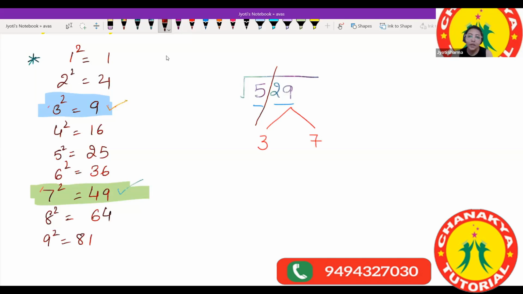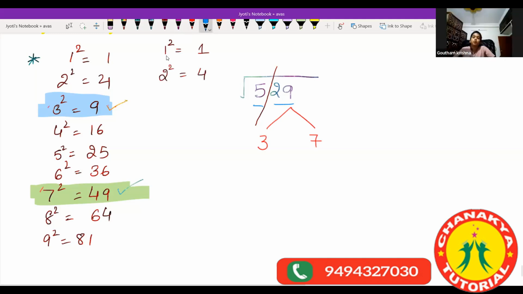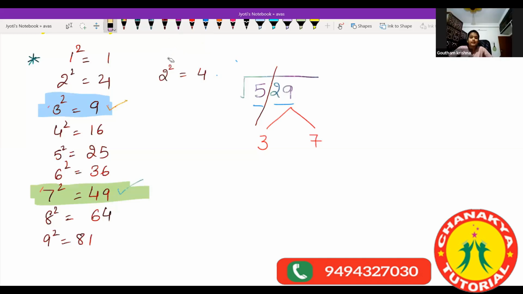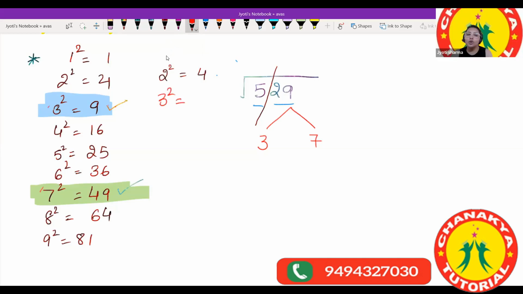Now, between which two numbers do you get 5? You get 5 between the square of 1 and the square of 2. Do you get 5 between 1 and 4? No. So you will not be taking this 1. What is the next? 3 square is 9.